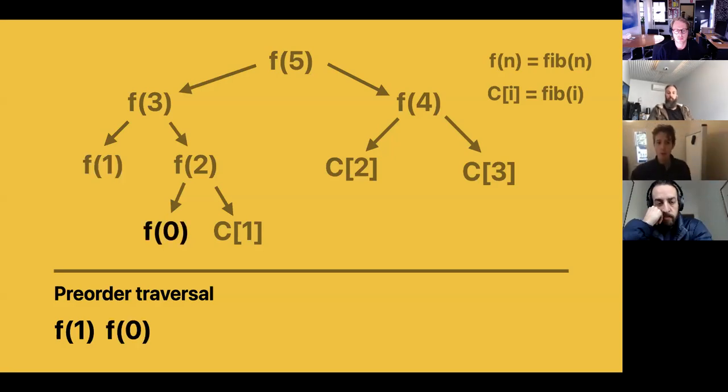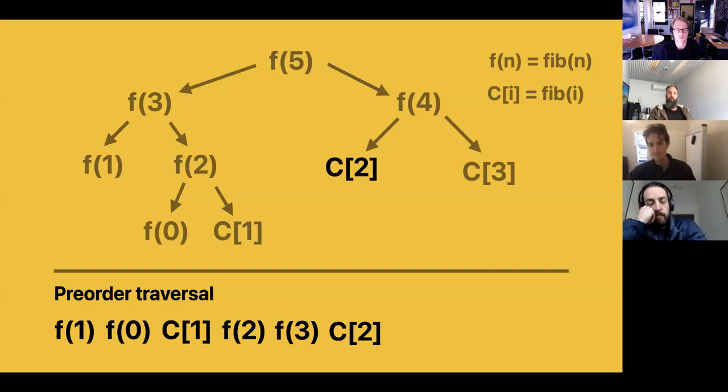Then once we go for 1, the next thing that's actually returned or resolved is f of 0, because f of 2 says, I can't do anything until f of 0 is finished. F of 0 is the base case, so it returns. And so if we walk through the order in which functions finish the computation, we get this ordering.